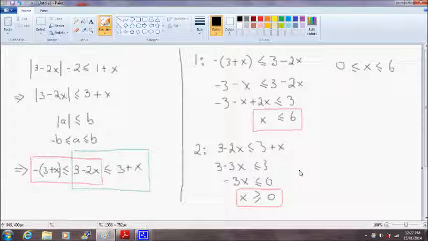So drawing this on a number line, we start with 0, 1, 2, 3, 4, 5 and 6. Our possible range of x is between 0 and 6. We fill this in because x can be equal to 0 and x can be equal to 6, and we simply connect the dots.